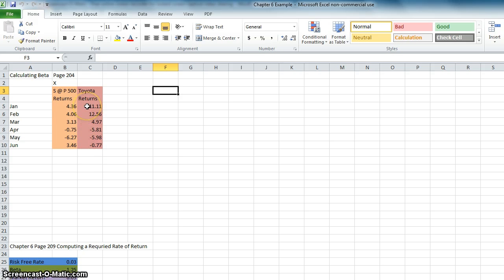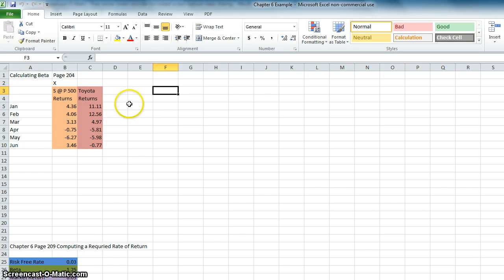And these returns, for example here, 11.11, are based on if I invested in Toyota stock at $66.13, and the next month it was at $73.48, that's an 11.11% return, so a nice return. So you can see they had some positive returns and then negative returns in the following months.